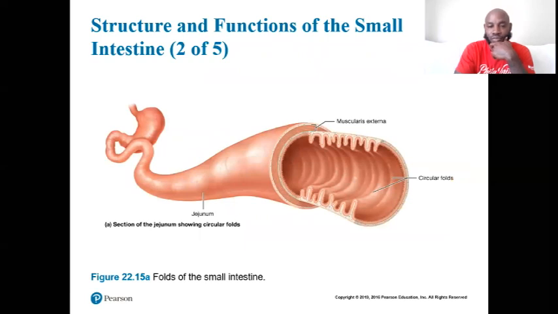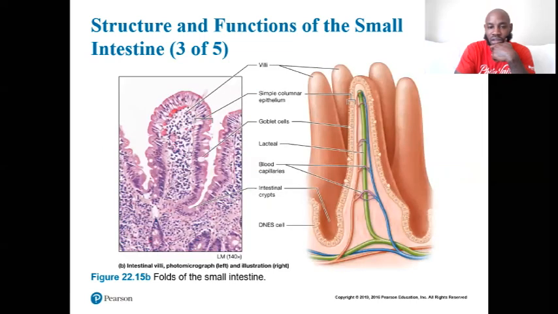Right, so this is your sort of your circular folds. And then within those circular folds, you have the villi, more folds, increase and more surface area. And this is the enterocytes, which then lead into the blood vessels and lymphatic vessels, right? The red arterial, blue venous, green is your lymphatic.